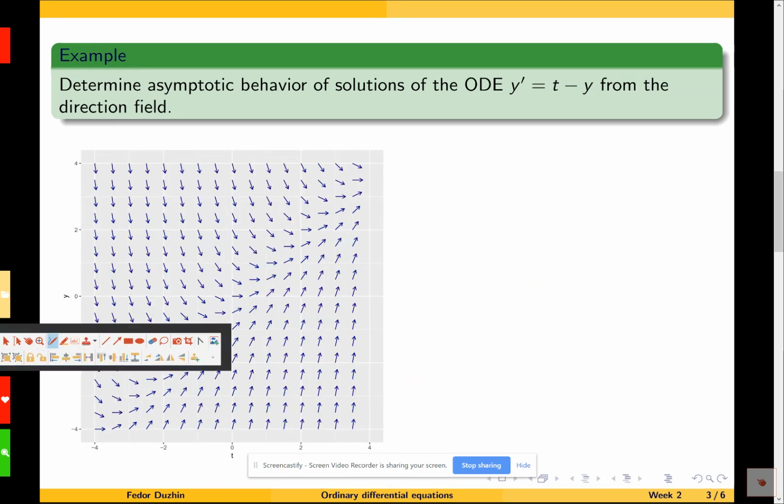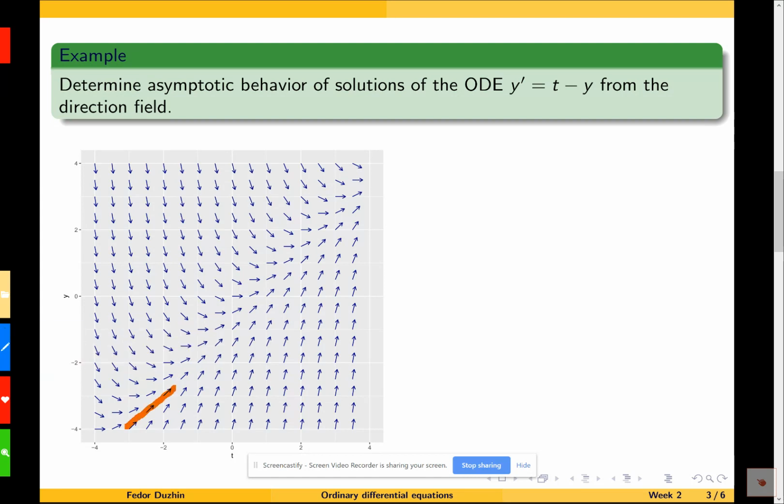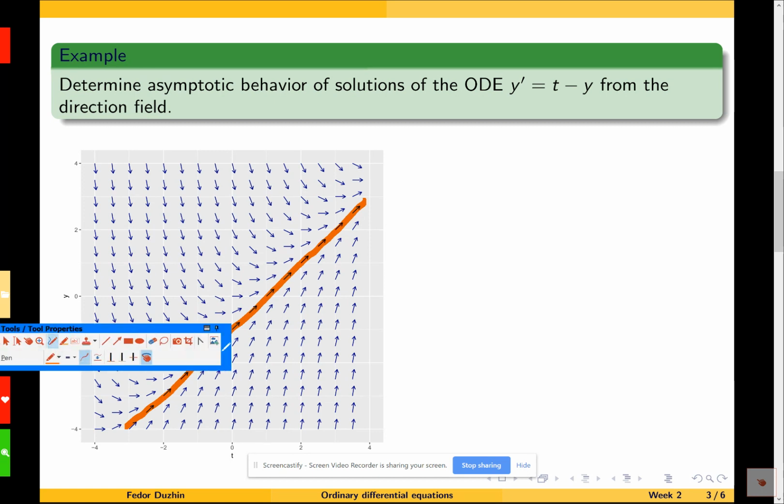So in our next example, y prime equals t minus y, we do not have equilibrium solutions anymore, but we do have something like this. So notice that here all these arrows are arranged along a straight line. They are all parallel to this straight line, and they follow the straight line. So it means that this straight line is a solution of the differential equation.